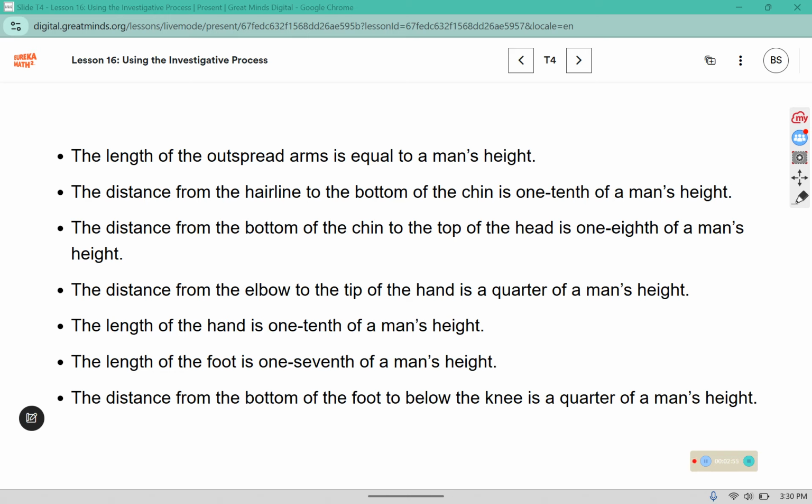The length of the outspread arms is equal to a man's height. The distance from the hairline to the bottom of the chin is 1/10 of the man's height. The distance from the bottom of the chin to the top of the head is 1/8 of a man's height. The distance from the elbow to the tip of the hand is 1/4 of the man's height.